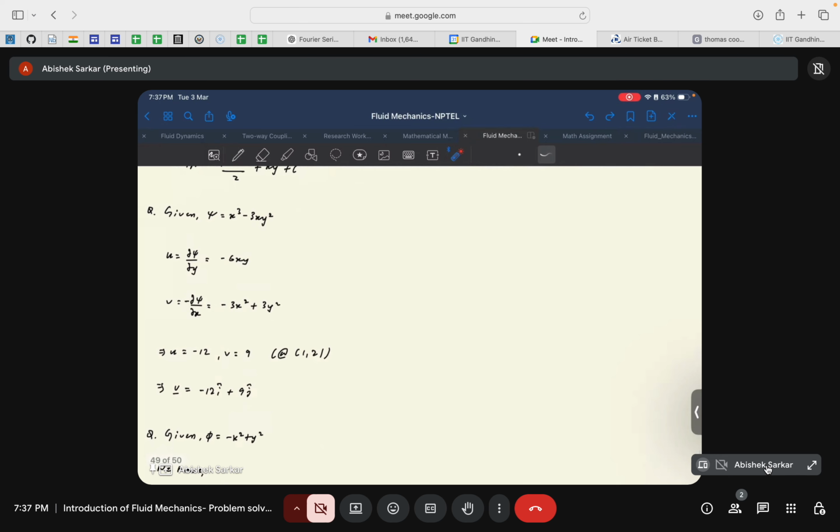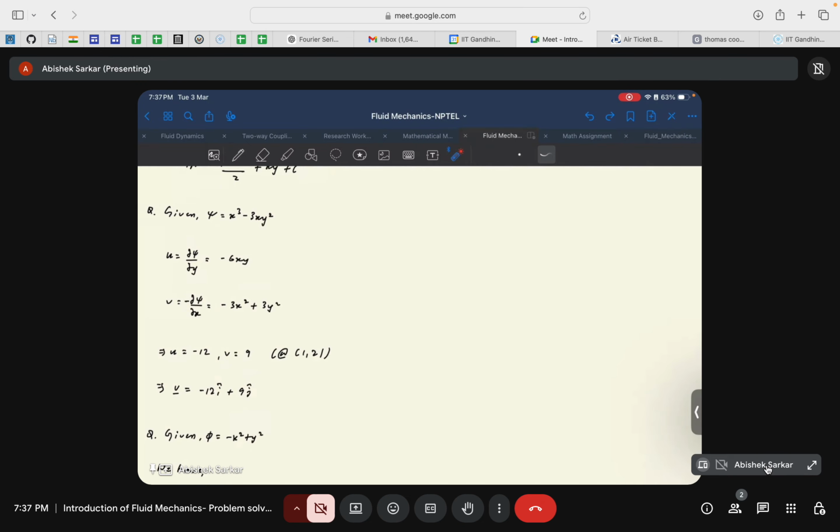So we have u is equal to dou psi by dou y is equal to minus 6xy, and v is equal to minus dou psi by dou x, that is minus 3x square plus 3y square. Then just substitute the values in this equation. We are asked to find the velocity field at the coordinate 1, 2. So substitute x equal to 1 and y equal to 2. You will get u is equal to minus 12 and v is equal to 9. So the velocity vector V is equal to minus 12 i cap plus 9 j cap.